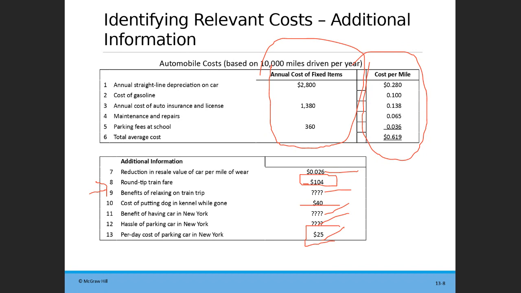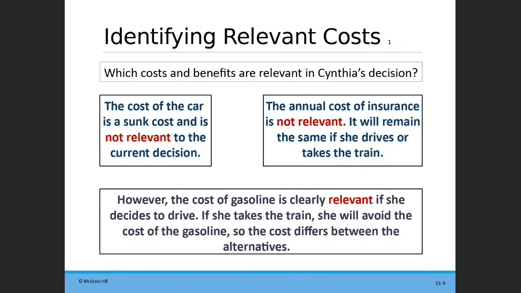All right, so yeah, some of these seem like they're important costs to consider in addition, not just the basic car costs. So what costs are relevant? Well, the car cost is sunk, right? She's bought this car. It's not like she's going to sell it. So the depreciation that goes with it doesn't matter. It's a sunk cost. Insurance, not relevant because it's the same. There's no differential cost to insurance and the license and that kind of stuff.